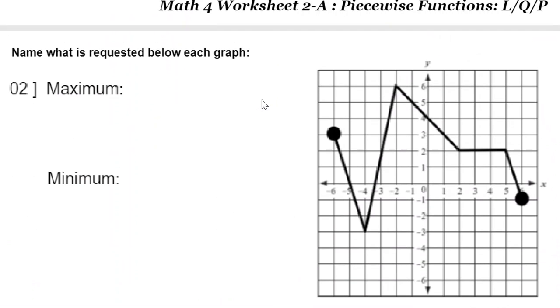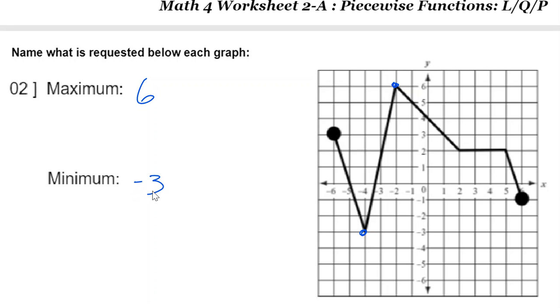Now, we've talked before about things like absolute max and relative max. When they just ask for the maximum or the minimum, they just want to know what is the highest and the lowest values for y. That's all they want. The highest value for y here is 6. That is the maximum there. And the lowest value is -3.